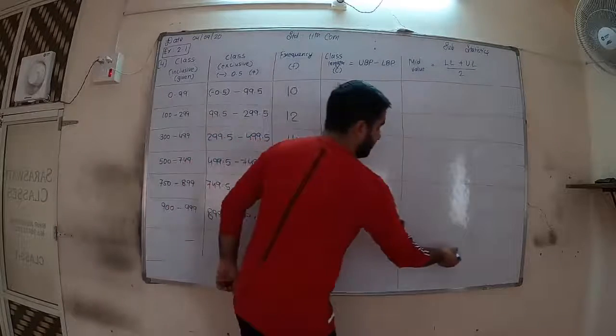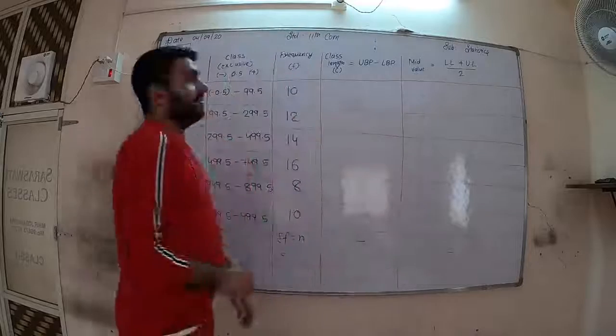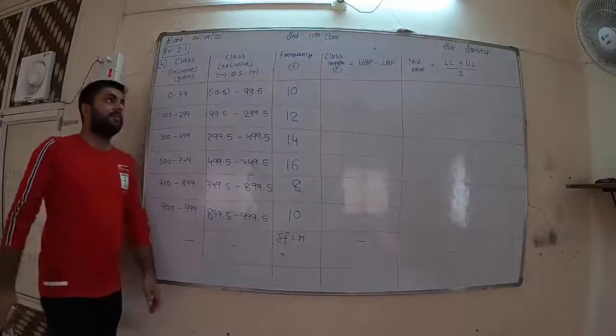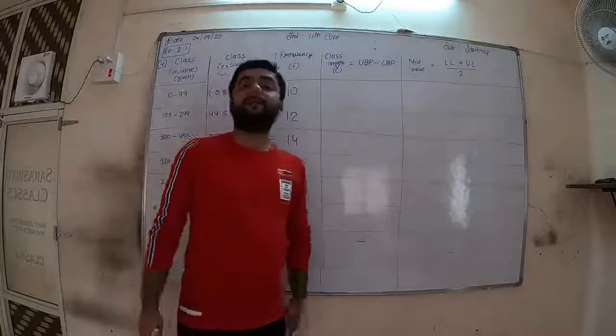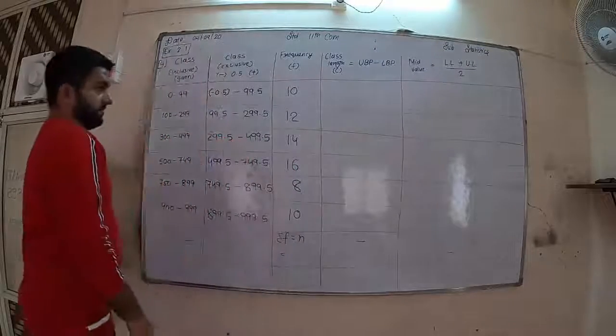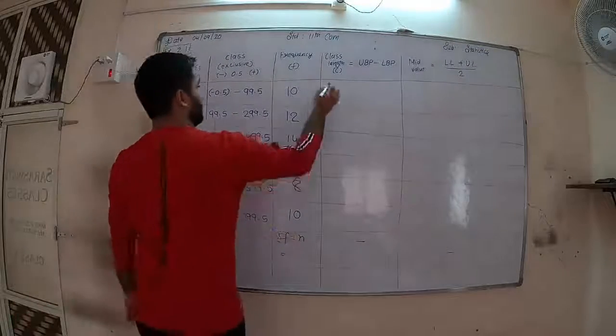749.5 to 899.5. 899.5 to 999.5. We don't require any friends. Our exclusive classes are ready. Now the next thing is upper boundary point and lower boundary point.